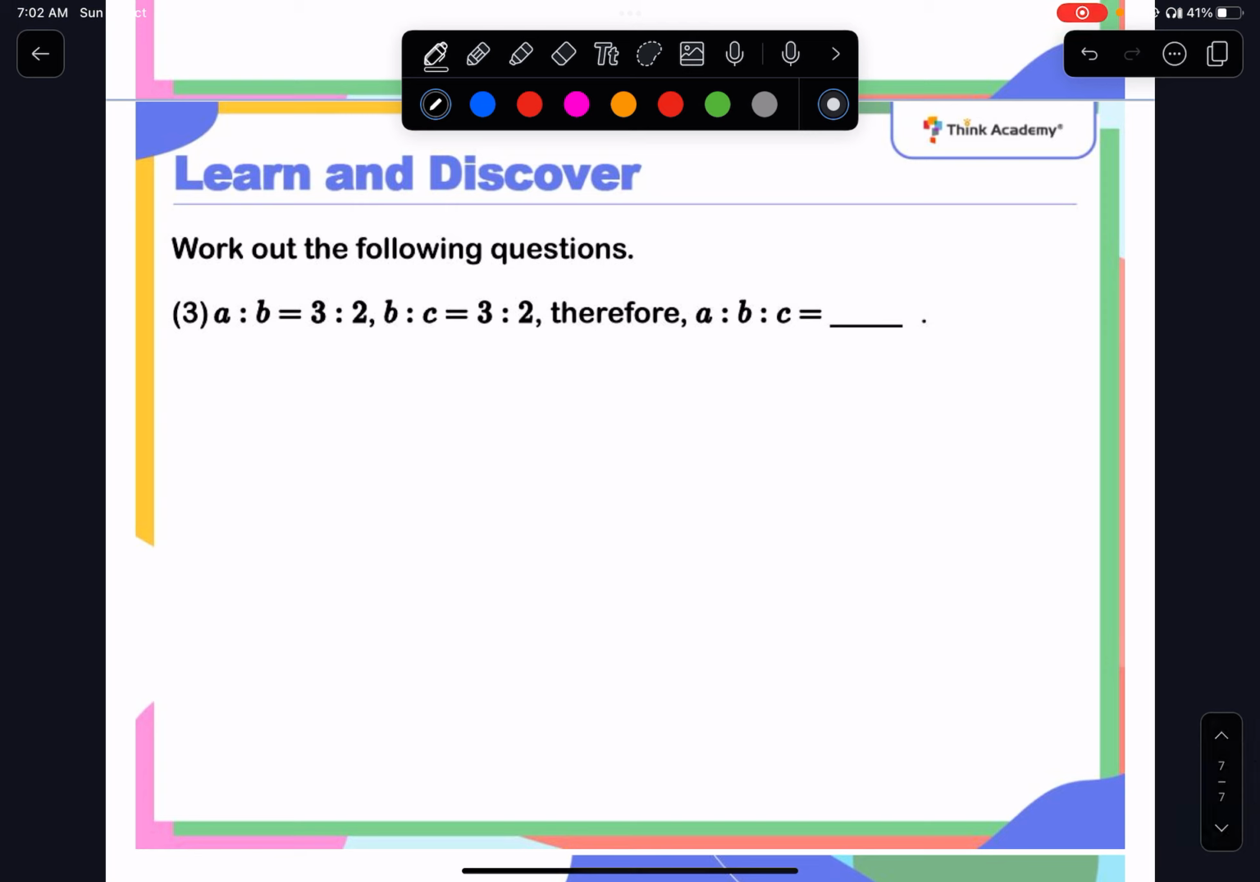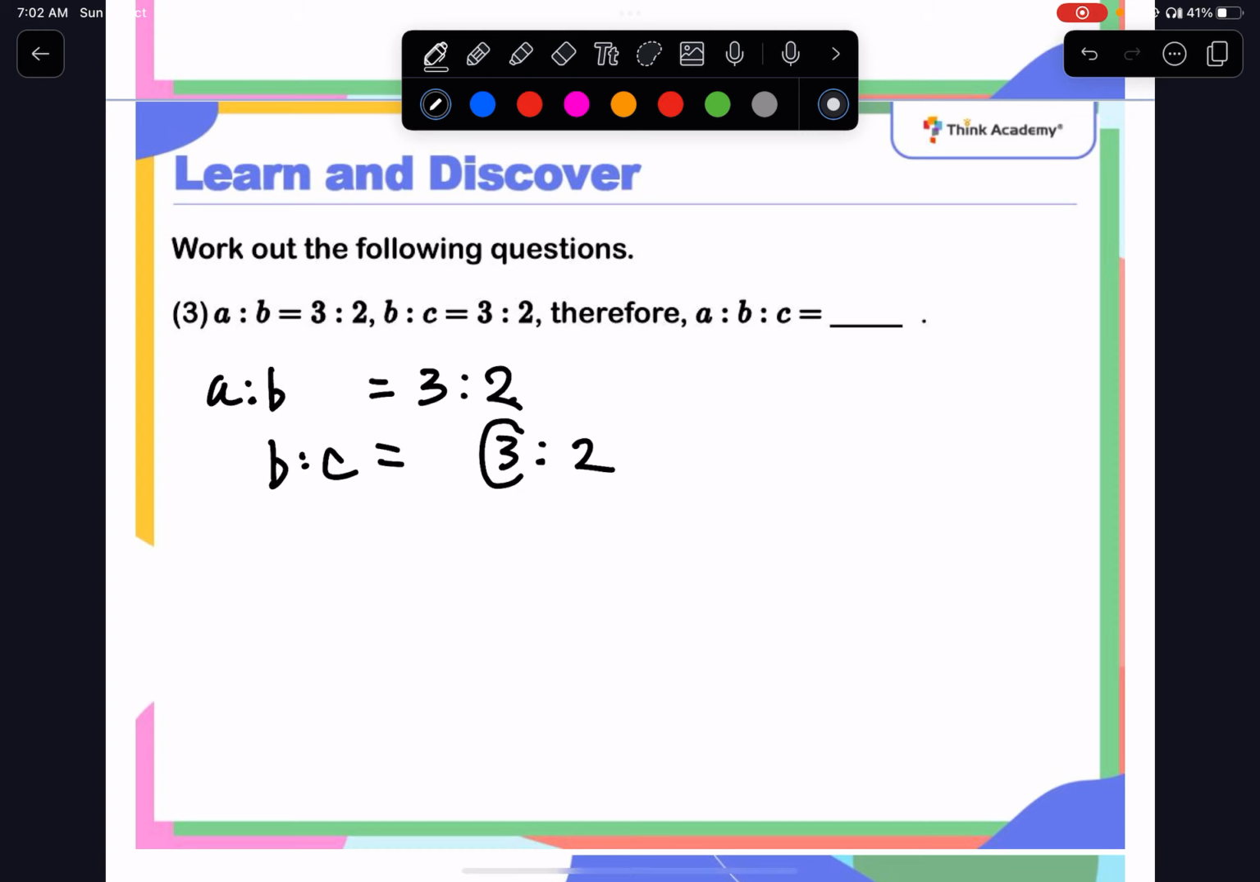So sometimes it gets even more tricky. That is question 3. So A to B is 3 to 2. Okay, but B to C is also 3 to 2. So there are no common numbers between these two ratios, right? Because the 3 represents B in this ratio, but the 2 represents B in this ratio. So there are no common numbers. So how can I do it?